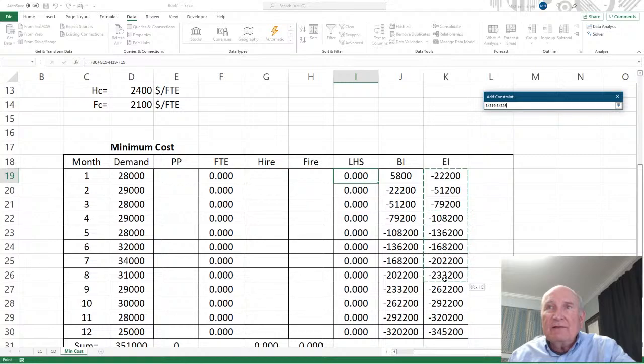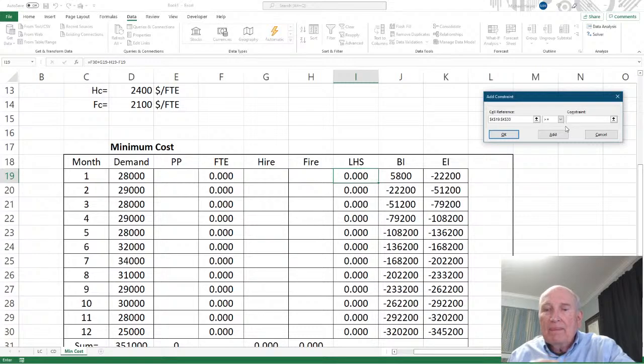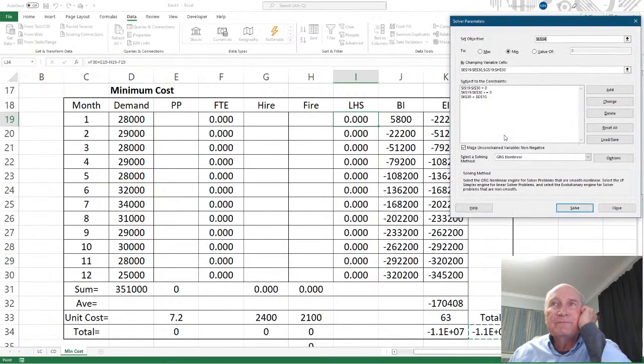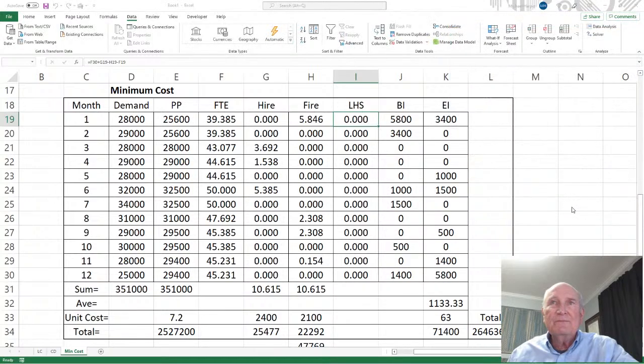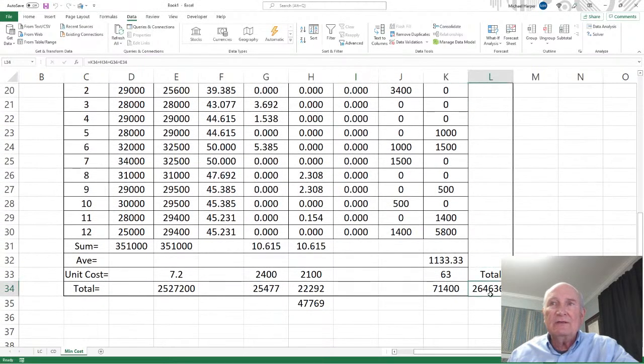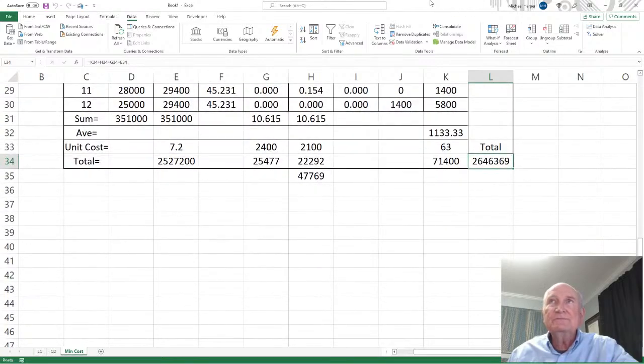Add our ending inventory to be greater than or equal to 0. Add. And then the ending inventory down here is going to equal the ending here of 5,800. Okay. Non-negativity constraints, and make sure we have the simplex algorithm. And then say solve. And there we have found a solution.